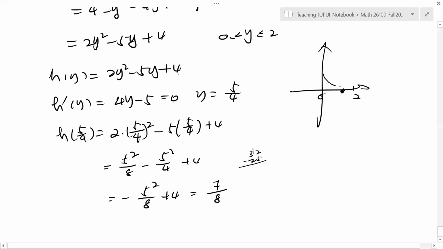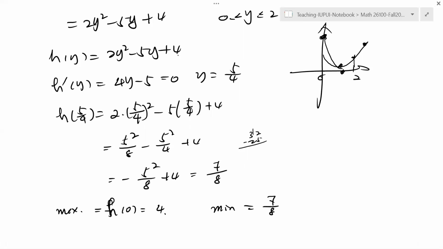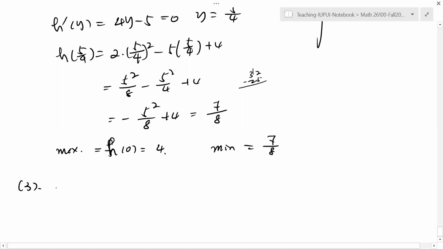So the parabola opens upward like that. I think the other side is higher than this side because it's close to 2. So clearly the maximum value is at the origin. The minimum value is 7 over 8. So the maximum value is h at the origin, which is 4. The minimum value is going to be 7 over 8. Yeah, this is a complicated problem.